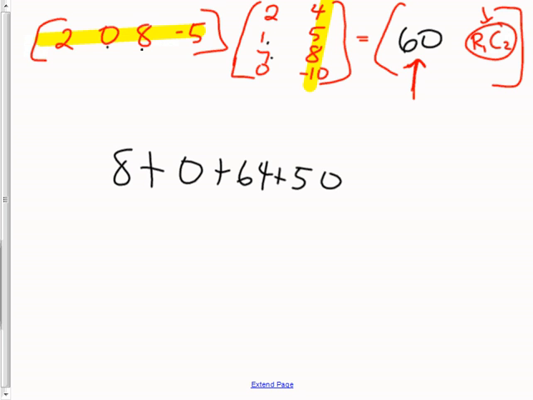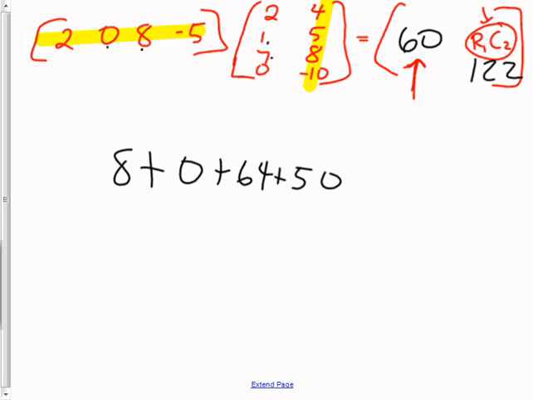Add them all up. 64 and 8 makes 72 plus 50 makes that 122? Yep. All right. How many of you had 122 for that number? Okay, good. So that's how you do matrix multiplication.